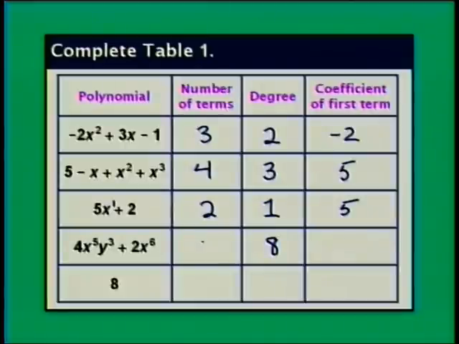What about the number of terms? Well, this is a binomial with 2 terms, just like the more simple binomial 5x plus 2. The coefficient of the first term is 4. The last polynomial is 8. It is a monomial. It has 1 term, and the degree is 0. As I mentioned above, we could think about this as 8 times x to the 0 power. A constant has degree 0. A non-zero constant has a degree 0. The coefficient of the first term is the coefficient of the only term, which is 8.